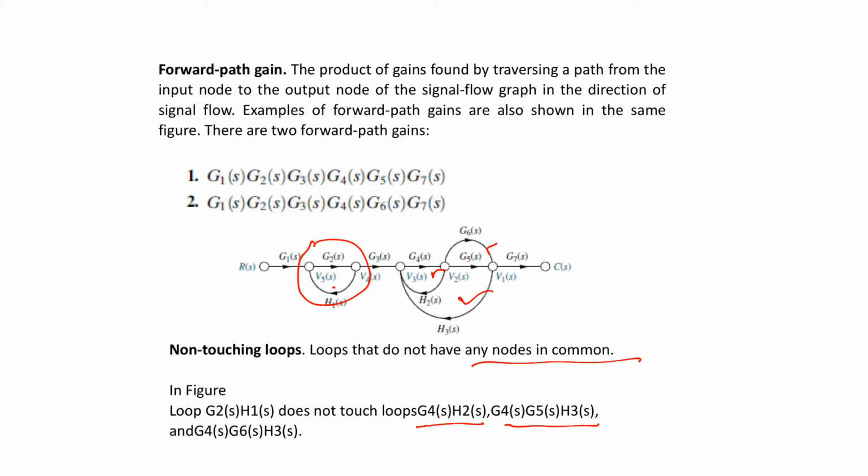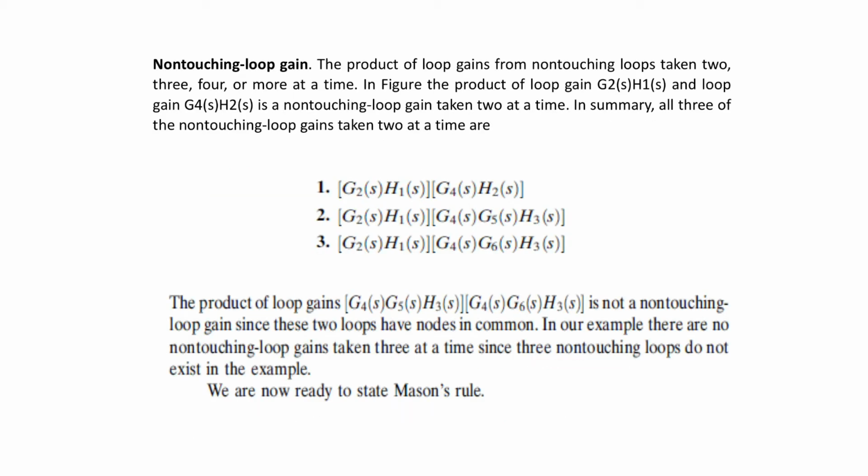So this G2H1 does not touch that, so it is a non-touching loop in this case. Next is the non-touching loop gain. You will see that it is the product of the loop gains from non-touching loops taken 2, 3, 4 or more at a time.